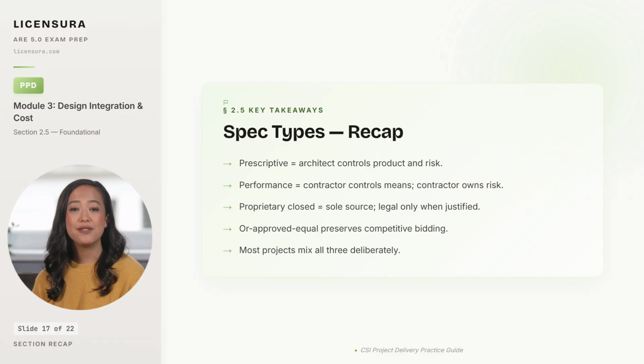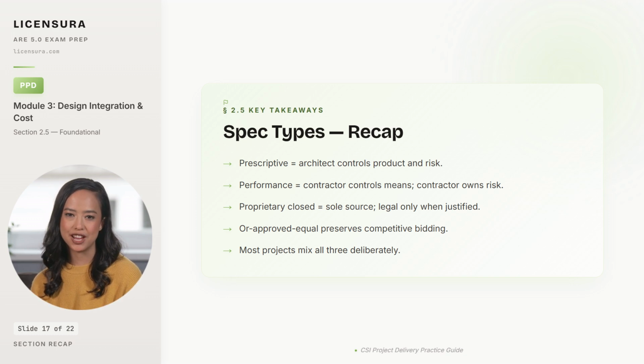Proprietary closed specifications, no substitutions, are sole source, and on public projects they are legal only when the architect can justify sole source under the local procurement code. Otherwise, the architect's firm gets sued by a losing bidder for restraint of competition. "Or approved equal" language preserves competitive bidding while protecting design intent, which is why it dominates public work and why the exam expects you to recognize the phrase.